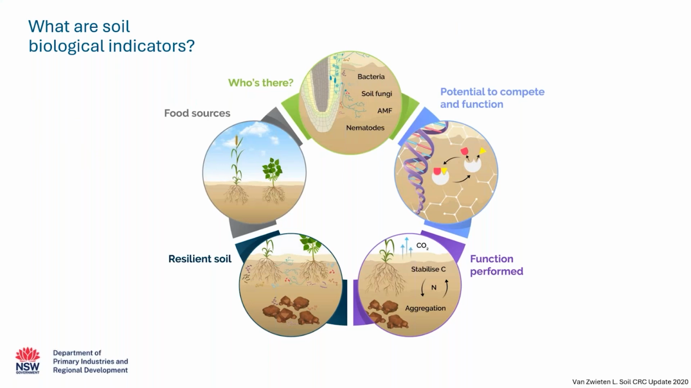Then comes who's there, which reveals the abundance and diversity of bacteria, fungi, nematodes, and other organisms present. These organisms have the potential to compete and perform various functions. These potential functions do not always translate to what's actually happened in soil, particularly over time and with temporal fluctuations. This takes us to the assessment of actual function that has been performed. After we've understood who's there and what they can do, these food sources, microbes, and functions translate into agricultural outcomes like plant health or soil resilience.